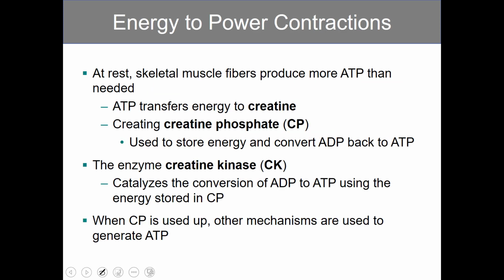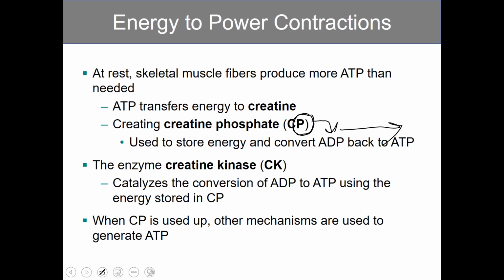At rest, skeletal muscle fibers produce more ATP than they need, so they transfer some of that extra energy to a molecule of creatine. And in doing so, they create creatine phosphate. Basically, ATP is going to donate one of its high-energy phosphate groups to this molecule of creatine. And they can then reclaim that phosphate group, add it to ADP, and recreate a molecule of ATP.